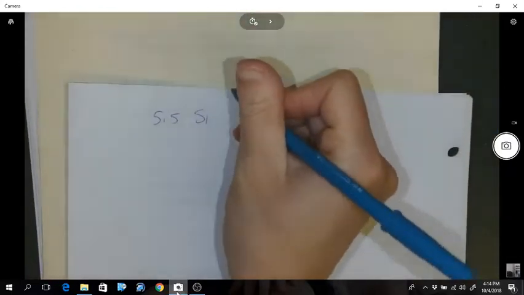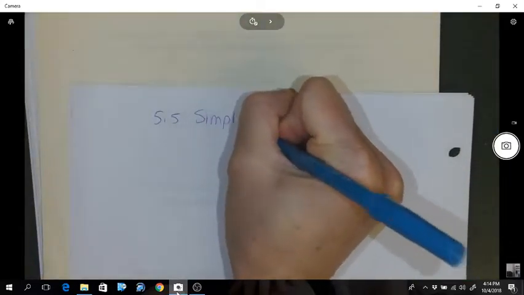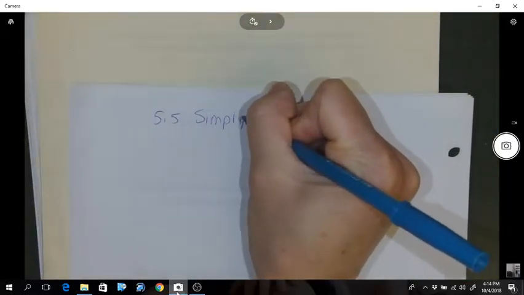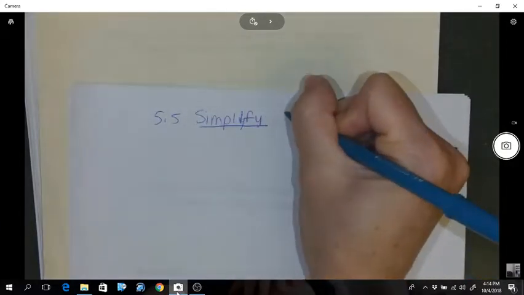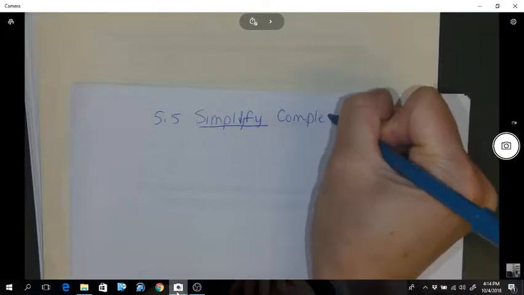Alright, today's lesson is 5.5, simplify complex rationals.